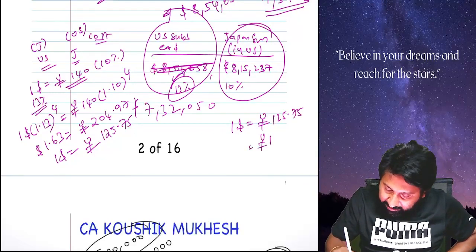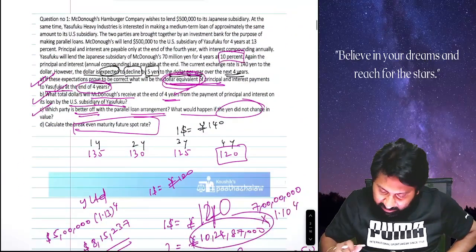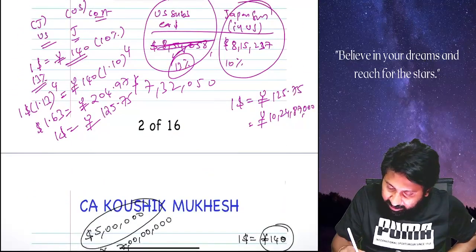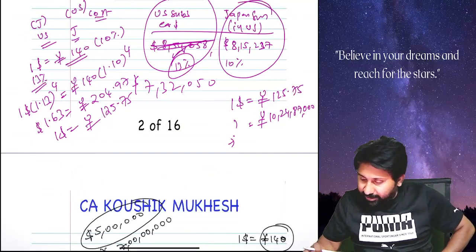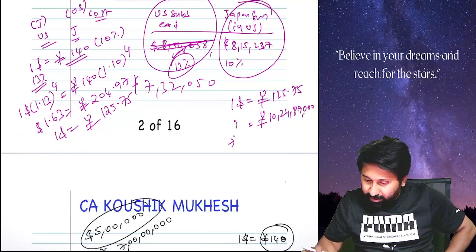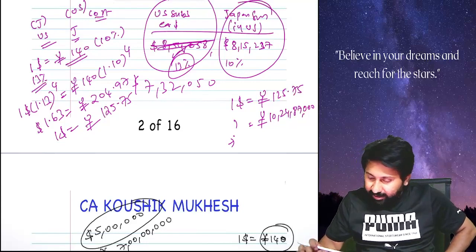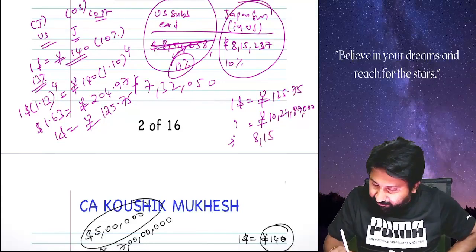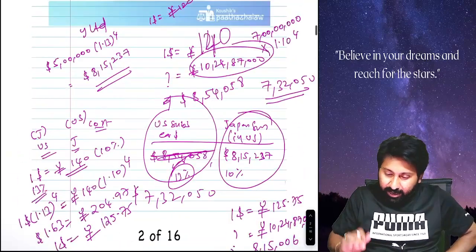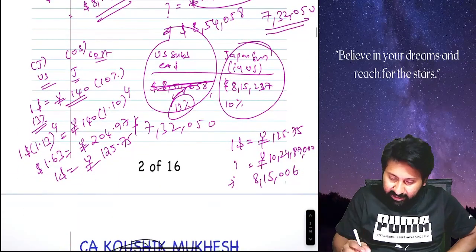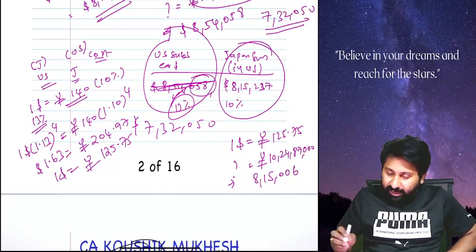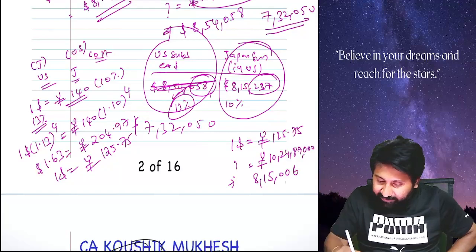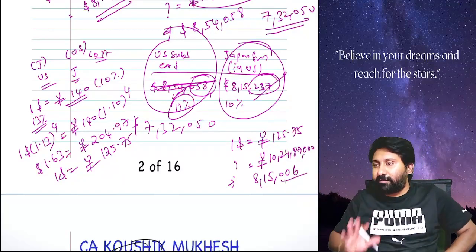I need to pay in yens 10 crore 24 lakh 87,000. That means, equivalent to how many dollars do I need to pay? 10 crore 24 lakh 87,000 divided by 125.75. I will pay 8 lakh 15,006 dollars. Earlier we got 8 lakh 15,237, here we got 006. That is because of the rounding off.